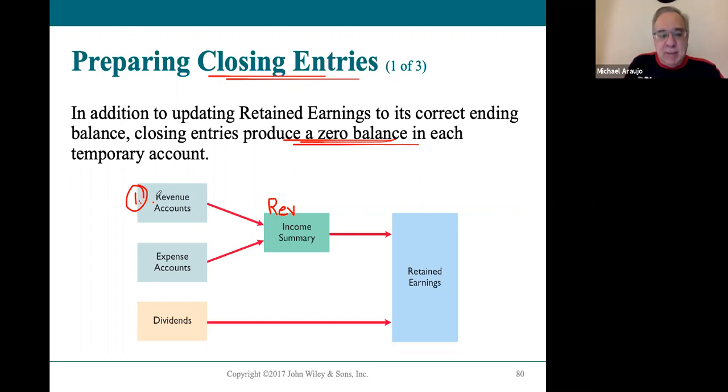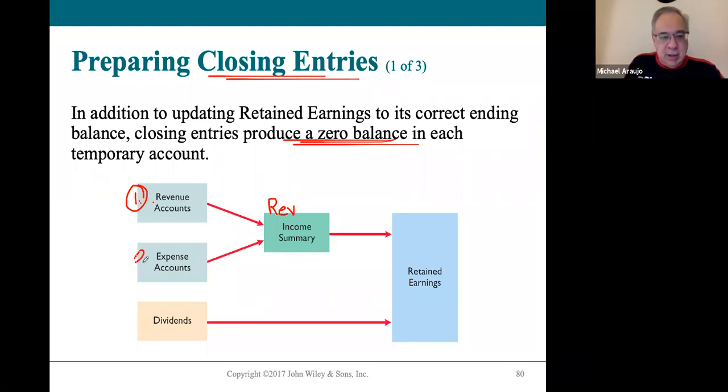So very first step, close revenue to income summary. We do that by debiting the revenue account, because if the debit side equals the credit side, the balance will be zero. What do we do with the credit? We move it to income summary temporarily.